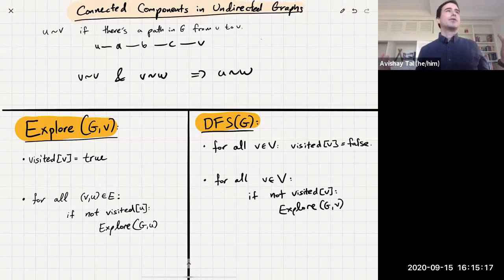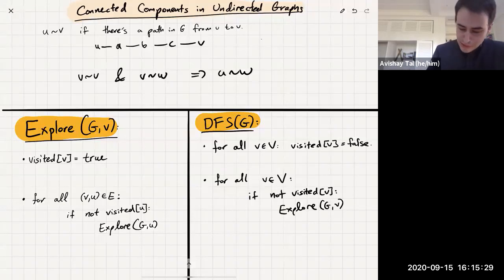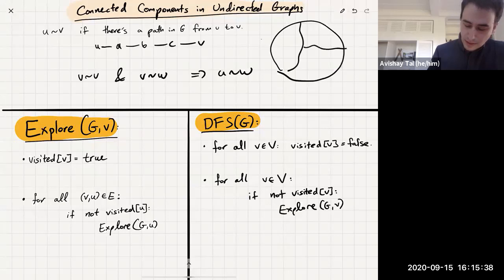What are other equivalence relations? We can say that two numbers are equivalent if their difference is divisible by 5. Right? This is another equivalence relation. Okay, so what do we know about equivalence relations? We know that they partition the set of vertices into equivalence classes, right? And what are these equivalence classes? These are exactly the connected components.